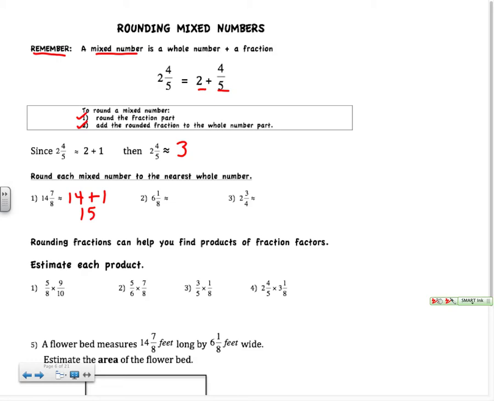Number 2, 6 and 1/8. I could look at it as 6 plus, I'm going to round that 1/8 down to 0. So 6 plus 0 is 6.